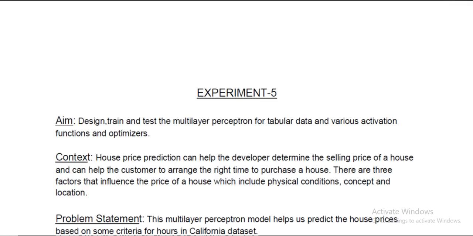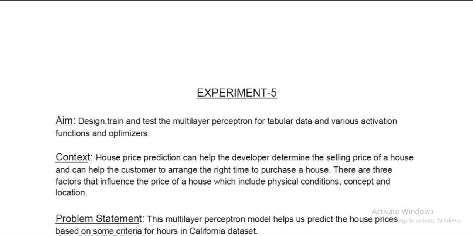Today we are going to look into the fifth experiment of ANNDL data science. This is about designing, training and testing an MLP, that is a multi-layer perceptron, and the data that you will be using for this is tabular data. That means you will be having a CSV file to deal with. The aim is you will be using various activation functions and different types of optimizers, and you will be trying to figure out what effect it is going to give you on the model.